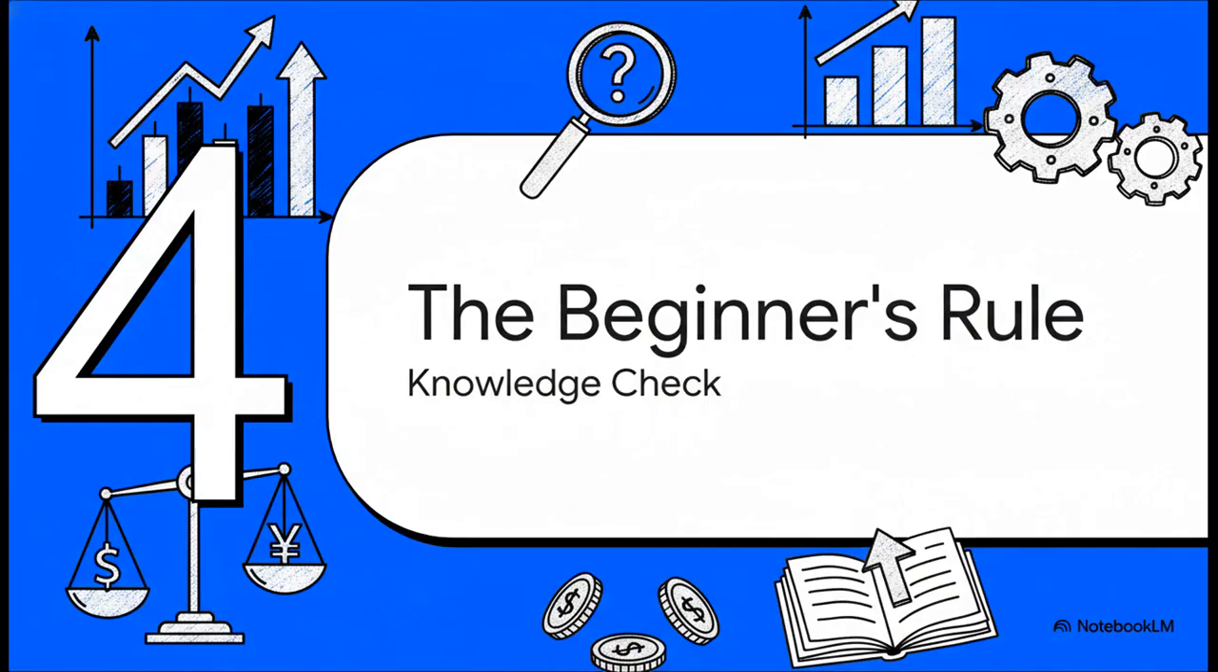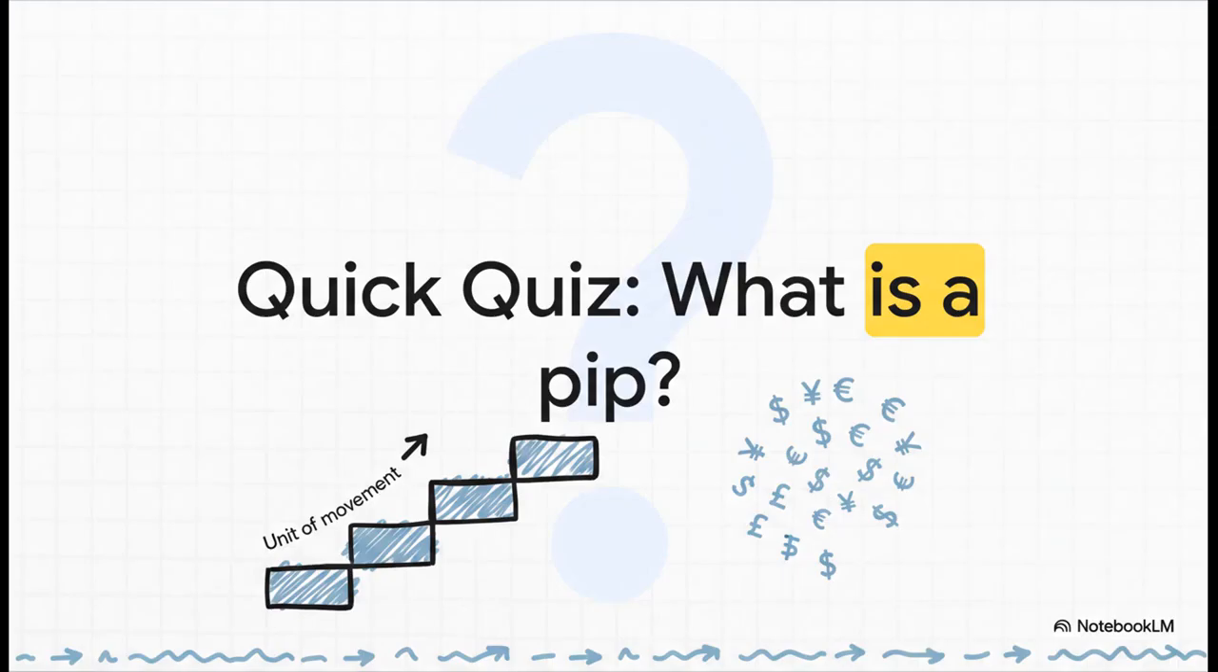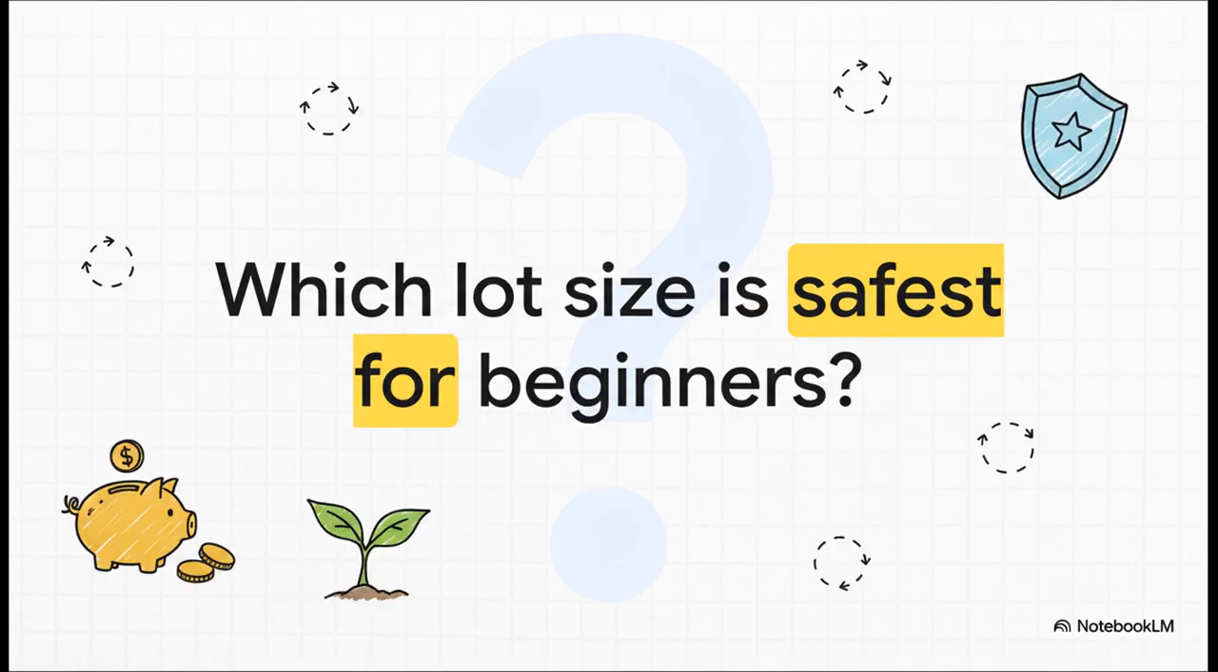Awesome. You've now seen the fundamental mechanics of how a trade works. So to wrap things up, let's make sure this all sticks with a quick knowledge check on the most important rule for any beginner. First question, what is a pip? That's right, it's the smallest unit of movement in a currency's price. It's that one single step on the staircase. And the second question, which lot size is the absolute safest for beginners? You got it, it's the 0.01, the micro lot. Always remember that golden rule. Start small to keep your risk small while you're learning.